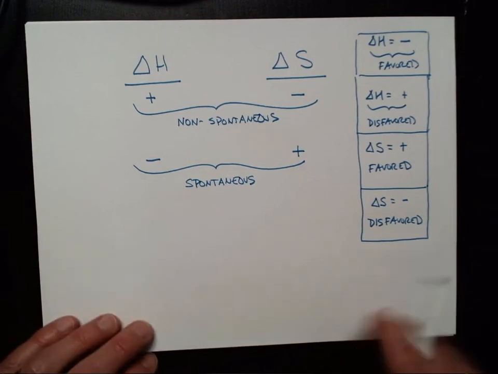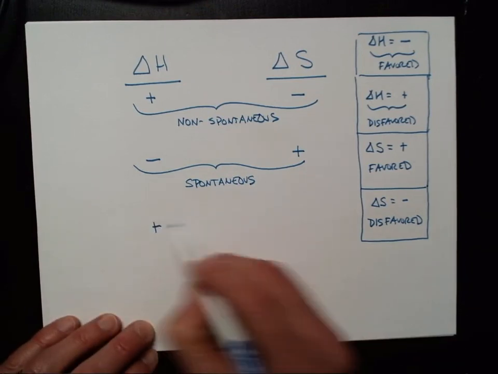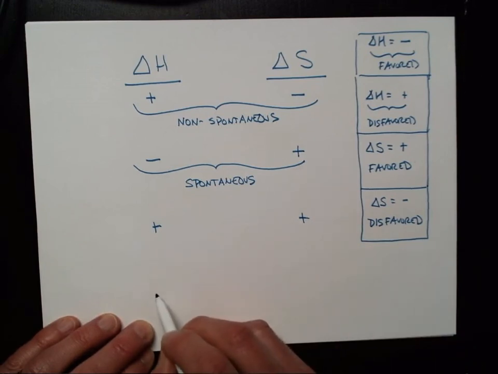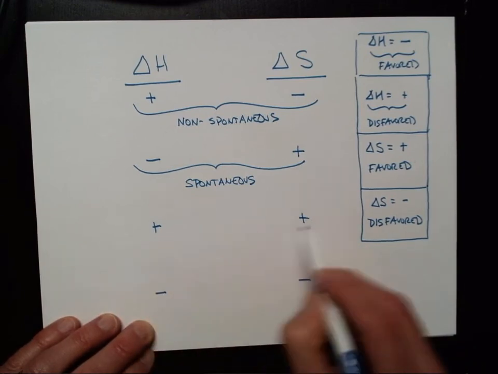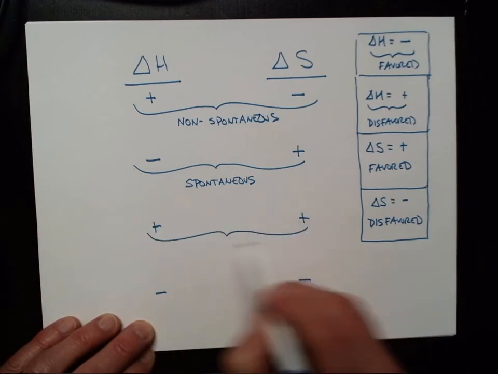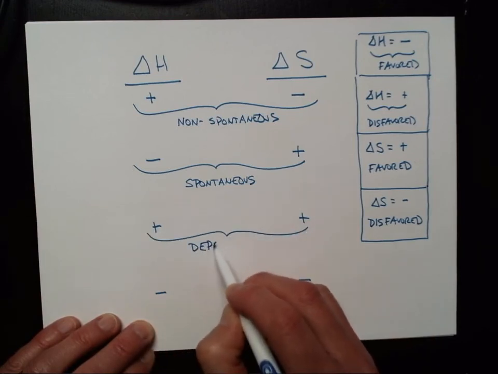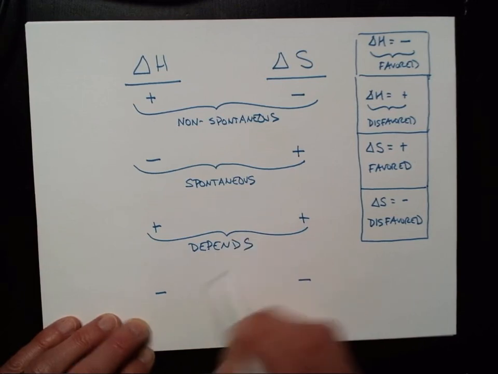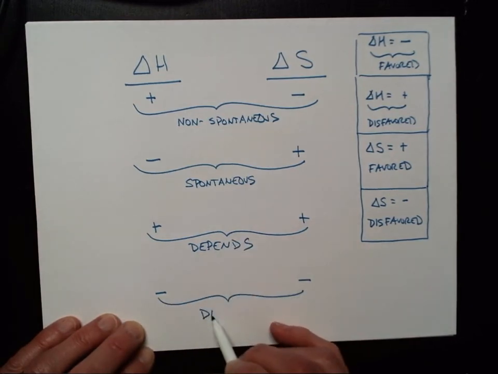Well, there are two other possibilities. We could have delta H positive and delta S positive, and delta H negative and delta S negative. Both the signs are the same. In this case, it's going to depend. What's it going to depend on? It's going to depend on temperature. And we're going to discuss that in the next lecture.